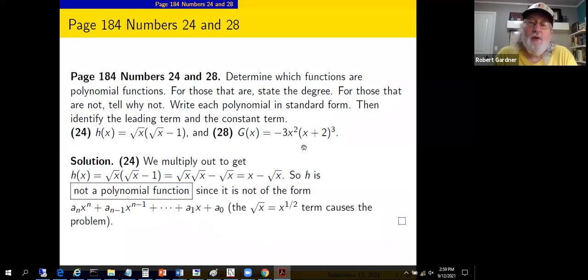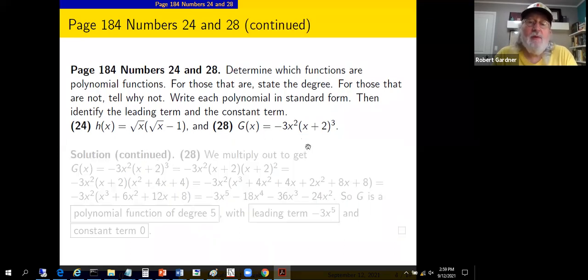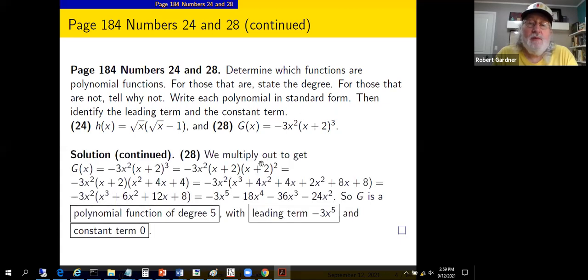Number 28. Let's multiply out. G of x is negative 3x squared times x plus 2 cubed. Okay, x plus 2 cubed, it'll be a little bit of a mess to multiply out. We had a formula for it, I think, in the appendices. Maybe we'll just take it in smaller steps. Let's take the given polynomial. Let's write x plus 2 cubed as x plus 2 times x plus 2 squared.